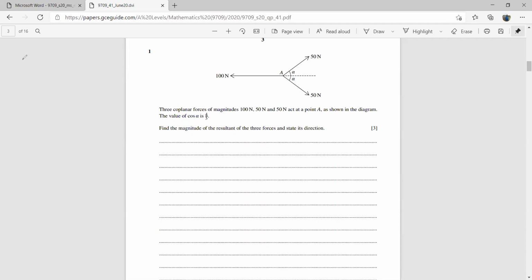Now don't be deceived by this value of cos alpha, and don't start finding the value of alpha. Simply draw a right angle triangle. Here is your alpha, this is 4, this is 5, so this is going to be 3. So if cos alpha is 4 over 5, it means your sine alpha will be 3 over 5.